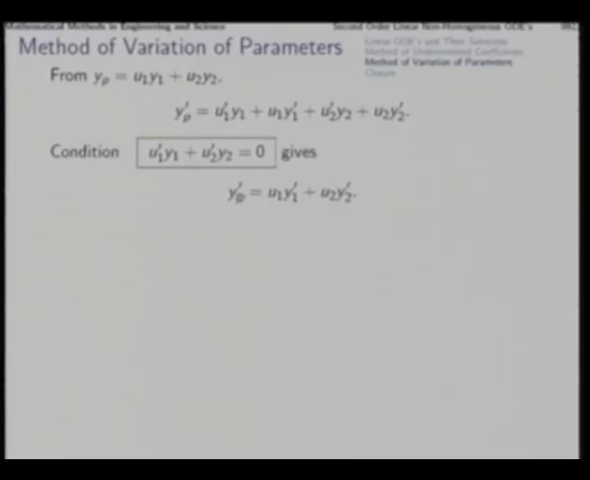So that way when we now differentiate this, we get the derivatives of the unknown functions only up to first order. So that is this yp double prime. That again with the ordinary product rule will give us u1 prime y1 prime plus u1 y1 double prime, and similarly 2 terms from here, right.